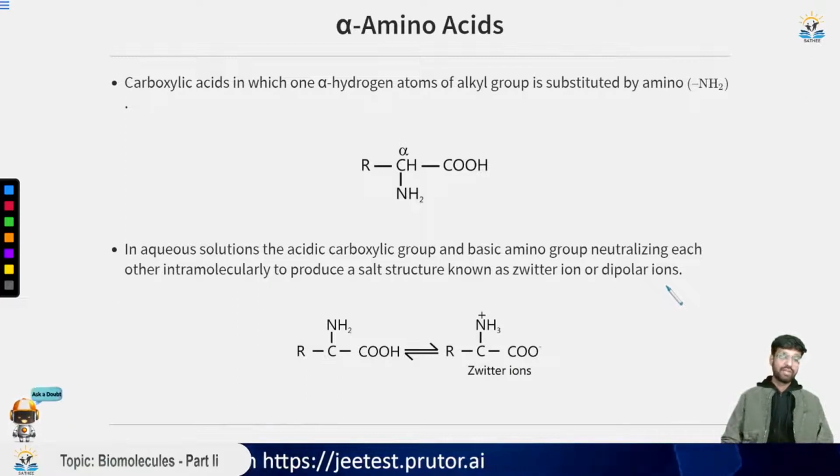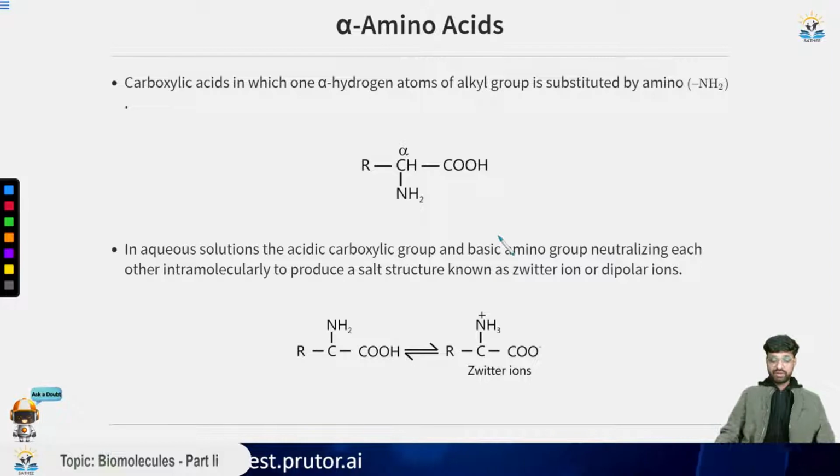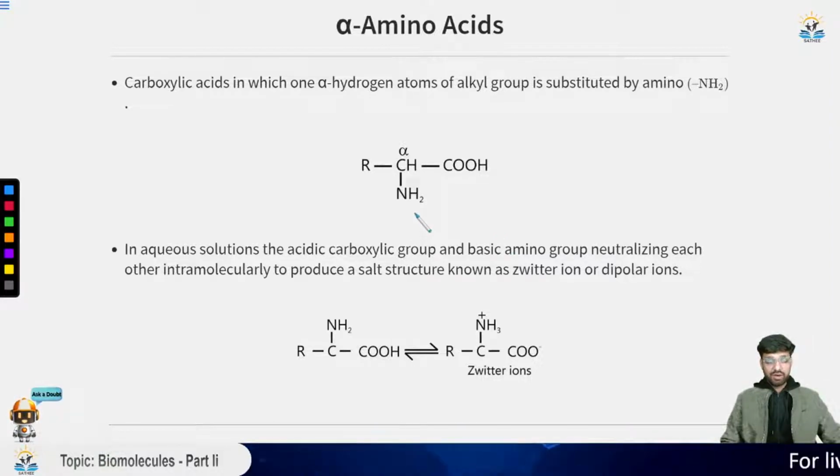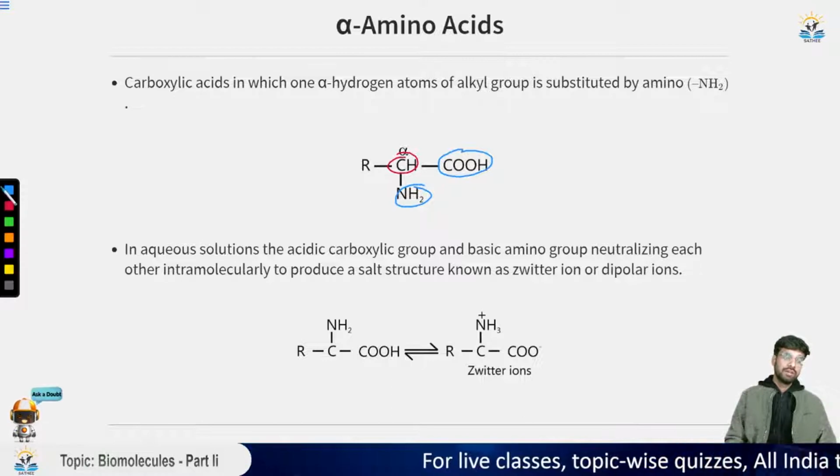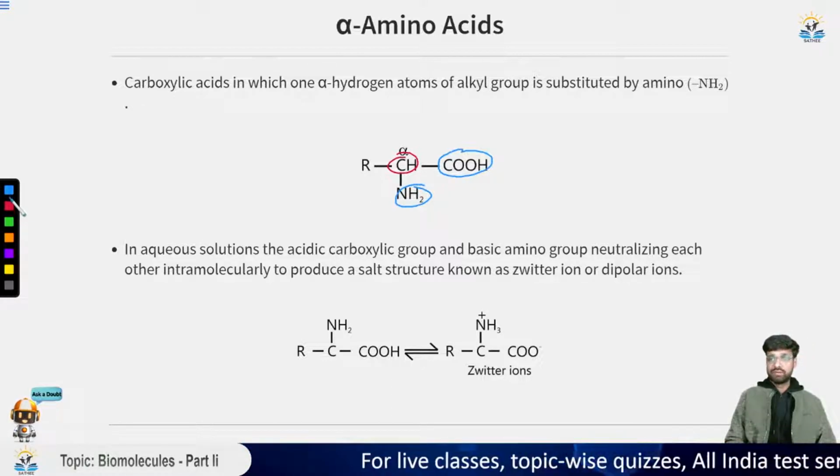First, I want to make one thing clear: we have to focus only on alpha amino acids. Beta amino acids and gamma amino acids are not in our syllabus. By alpha amino acid, we mean that both the COOH group and the NH2 group are attached to the same carbon. That is this one. So this is the basic structure of alpha amino acid.